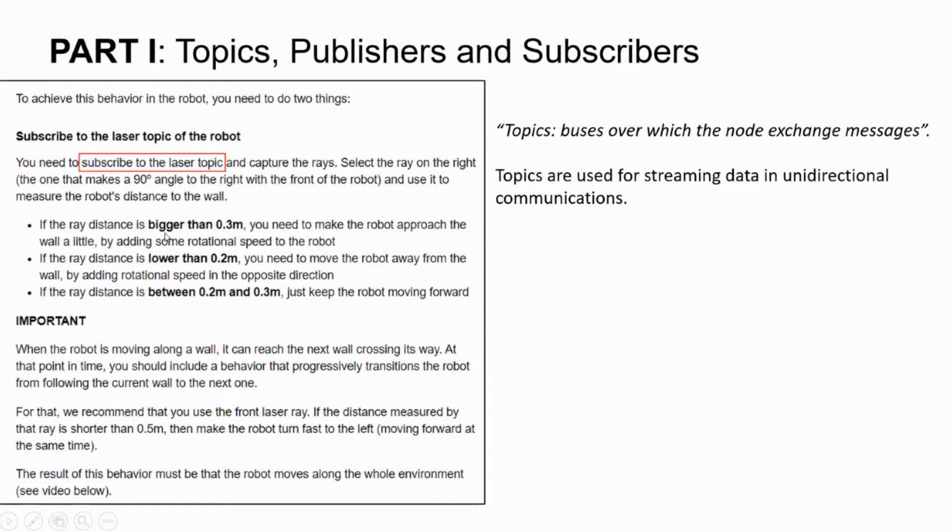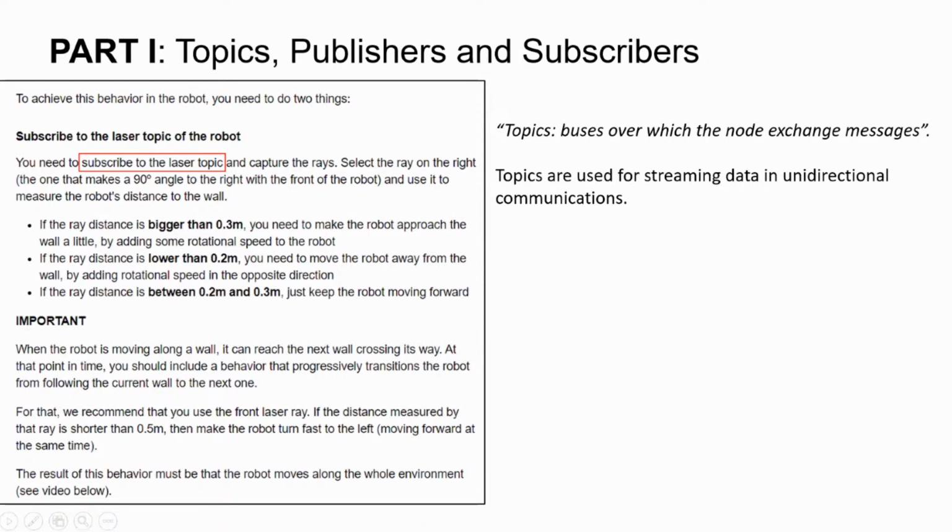The basic idea is to keep the robot within a range of 0.2 and 0.3 meters from the wall. And to do so, we'll use the laser topic, which basically captures the rays from a LiDAR sensor. One important item here is that when it reaches a front wall, in the case of corners, we'll write some lines in order to make this transition smooth when the robot has to take the next wall.